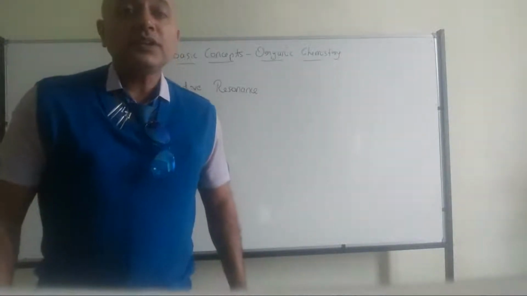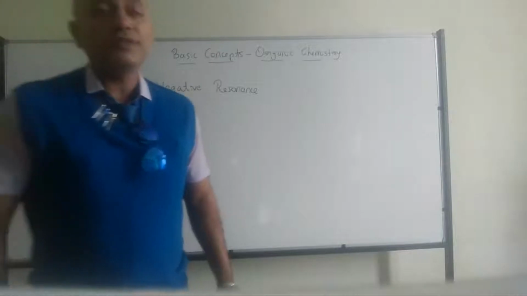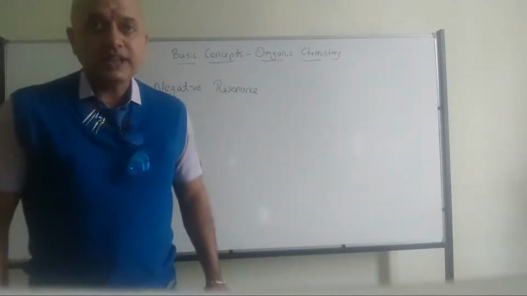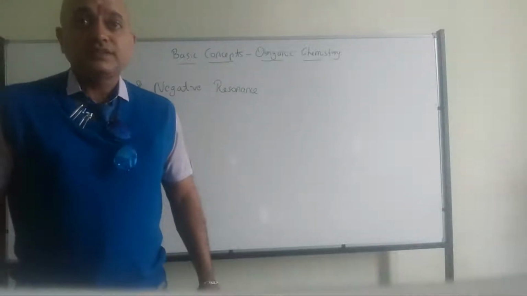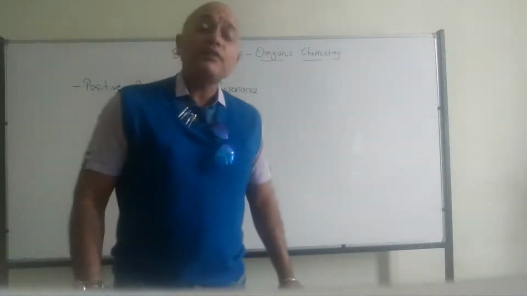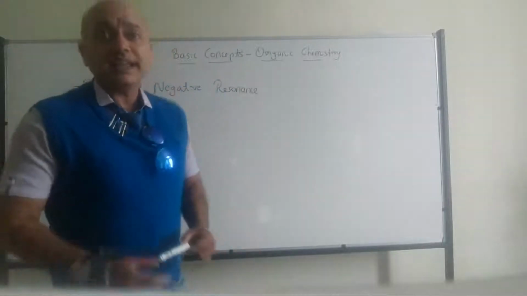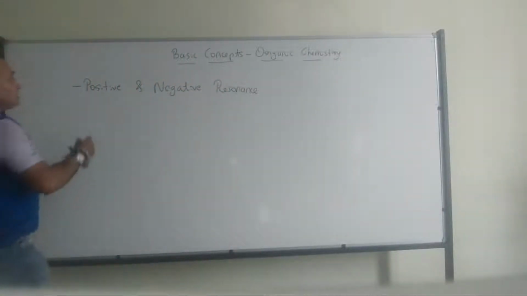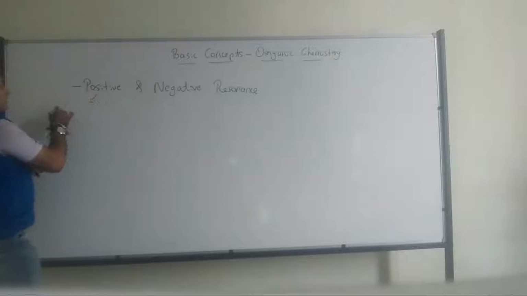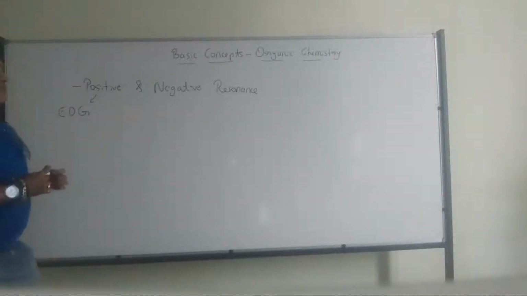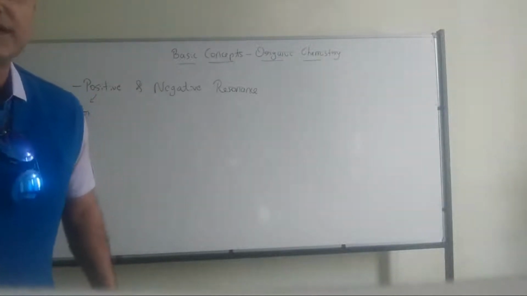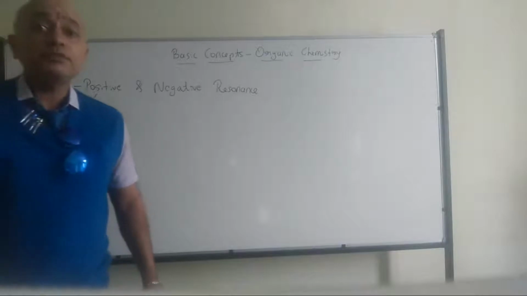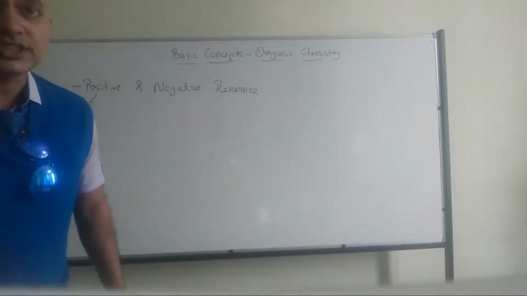Where electrons from the substituent will flow towards the ring. Okay, so that's where it is called positive resonance. Electrons will be moving away from the substituents, or I can say electron donating groups. Whenever these types of substituents are there, they will show positive resonance, where electrons will be pushed towards the ring structure.